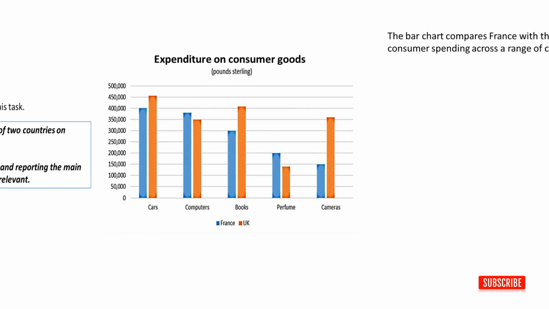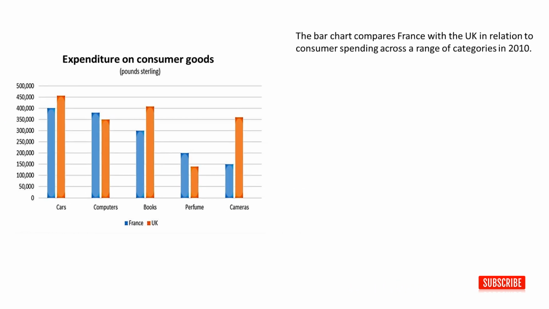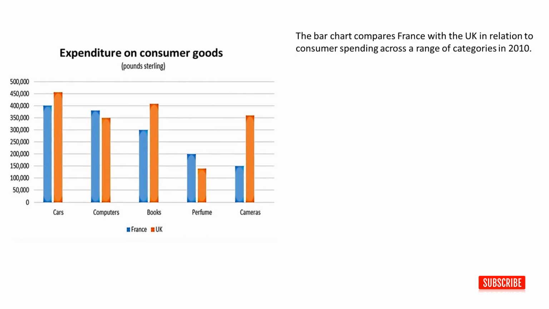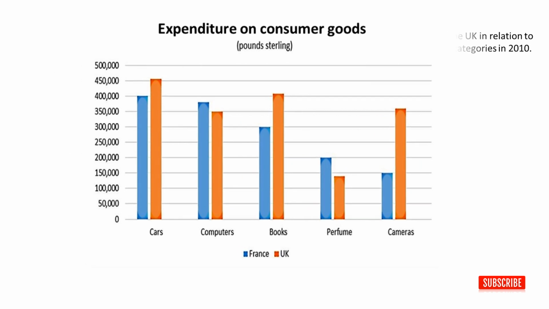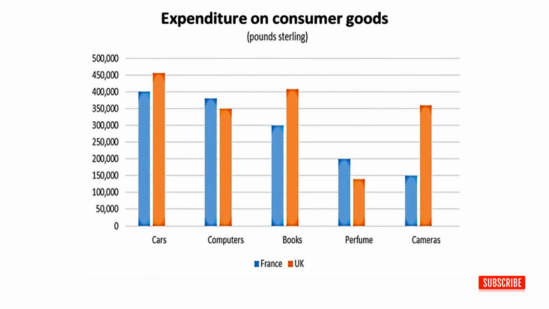It is necessary to write an overview, which consists of general information and some key features of the chart. But there is no need to give a specific number, date, or percentage in this paragraph. Now, try to find general information and some key features on the chart. I'll give you a couple of seconds.